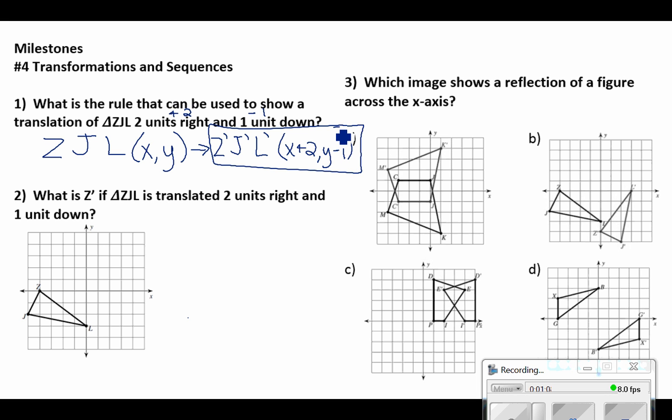Number 2. What is Z prime if ZJL is translated 2 units right and 1 unit down? Since we're only looking at Z, I'm going to put my mark there, and we're going to go 2 units to the right, 1, 2, and 1 unit down, and that's where Z prime would be. So Z prime, the new ordered pair, negative 2, negative 1.